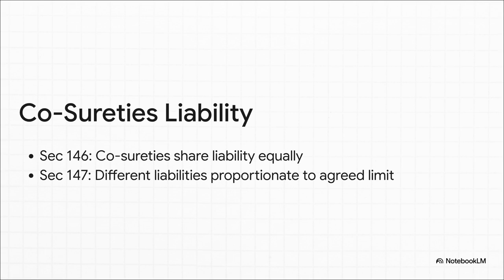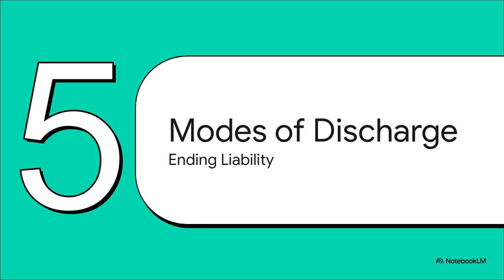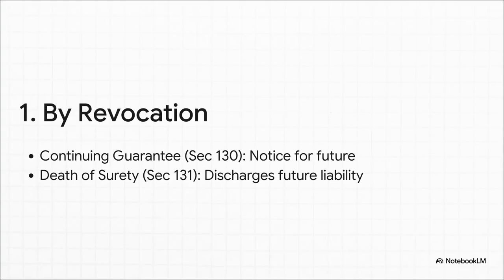State these sections very clearly. Heading I, Modes of Discharge of Surety. When you reach this part of the exam, I want you to start a fresh page in your answer booklet for clean presentation. 1. By revocation. Revocation of continuing guarantee, Section 130, by notice for future transactions. By death of surety, Section 131, discharges liability for future transactions.